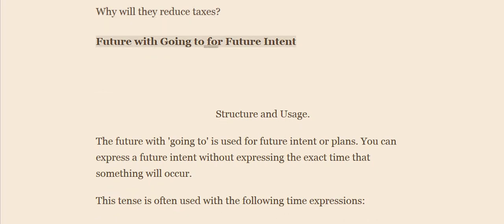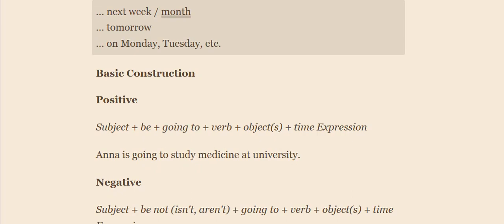Future with going to for future intent. Structure and usage. The future with going to is used for future intent or plans. You can express a future intent without expressing the exact time that something will occur. This tense is often used with the following time expressions: next week/month, tomorrow, on Monday, Tuesday, etc.